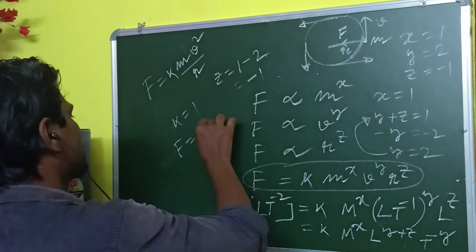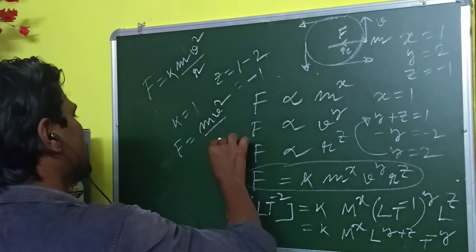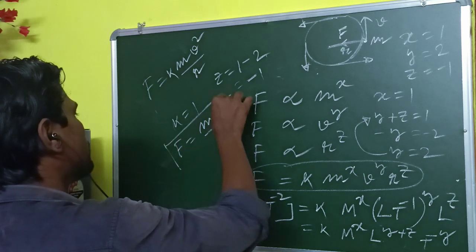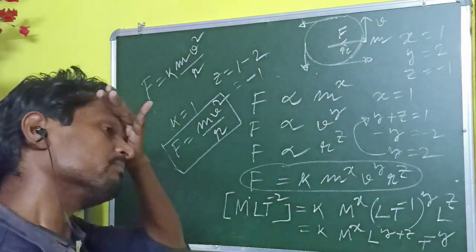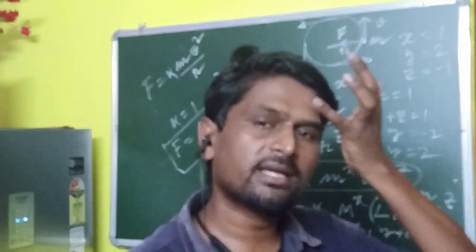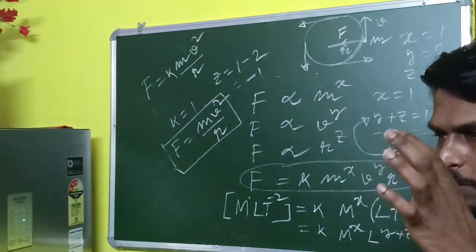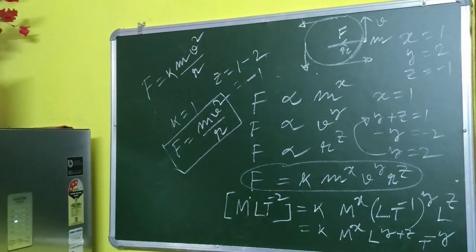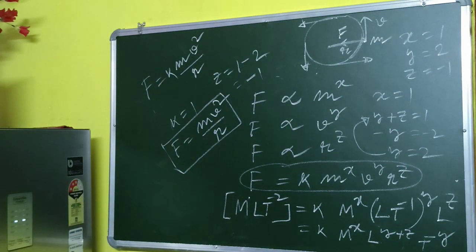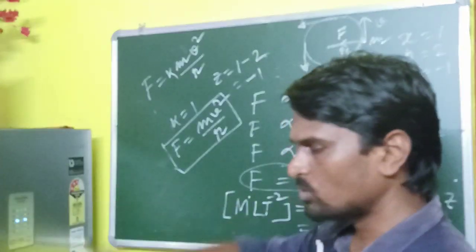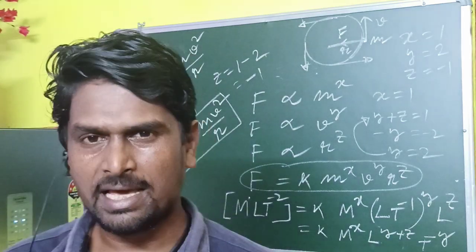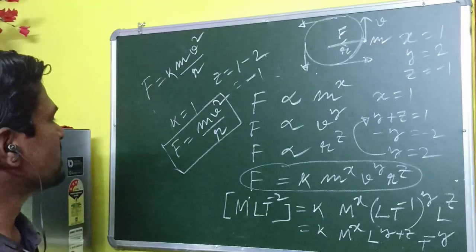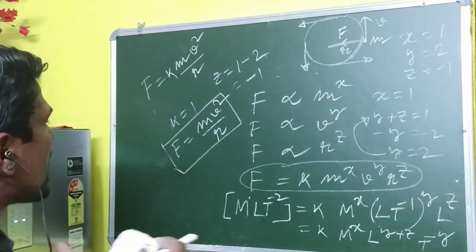The question is, sir, can we always take the value of k equal to 1? Then the answer is no, you cannot, because dimensional analysis fails to calculate the value of the proportionality constant, and that is the demerit of dimensional analysis. So the equation is this one.